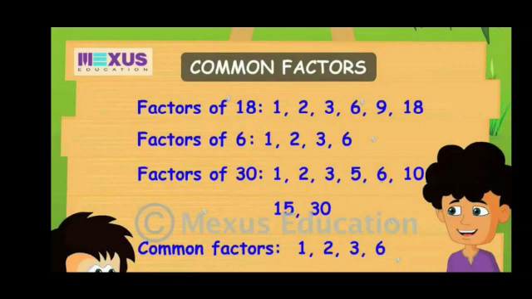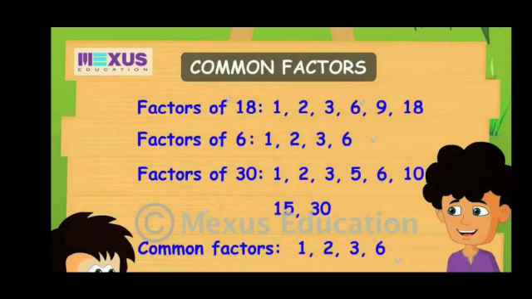Similarly, what are the factors of 6? 1 into 6, 2 into 3. So, in a row, if you are writing, how can you write it? 1, comma 2, comma 3, comma 6. Similarly, factors of 30: 1, 2, 3, 5, 6, 10, 15, 30.